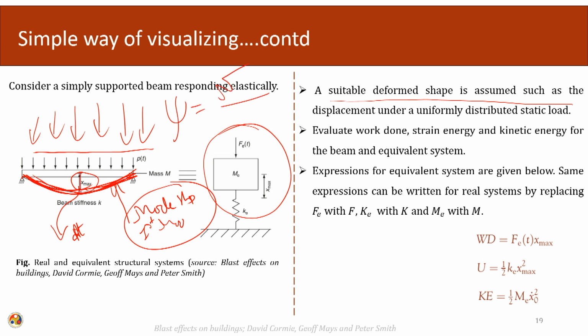Then we are calculating the maximum response. The maximum response normally in this case will be at the center. So, we choose this thing as the degree of freedom. This will form my denominator.